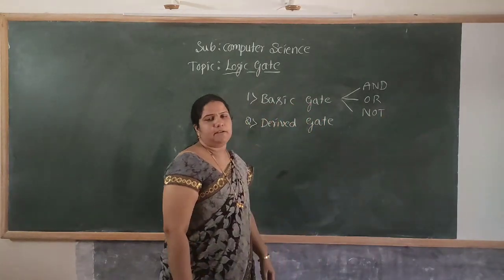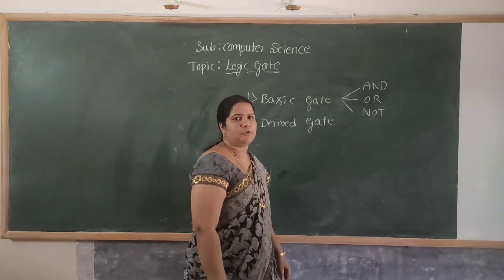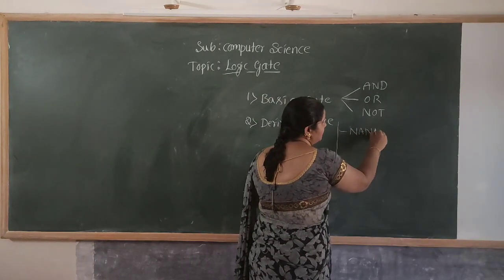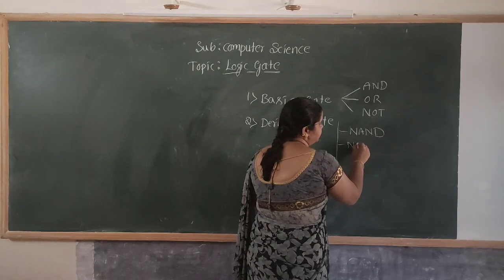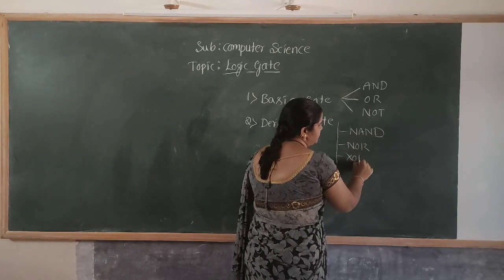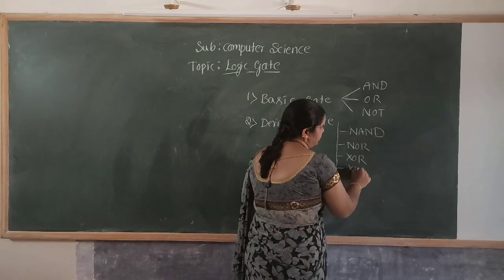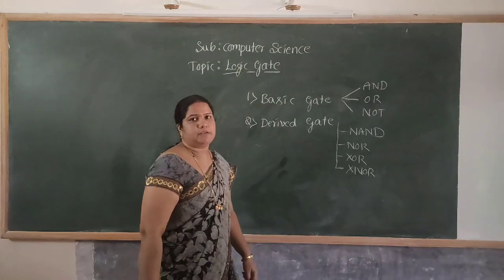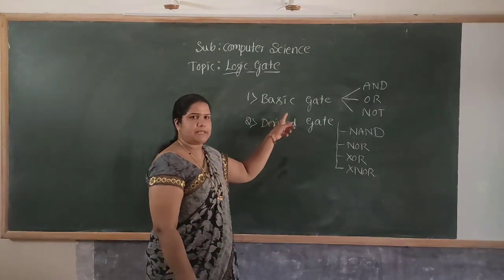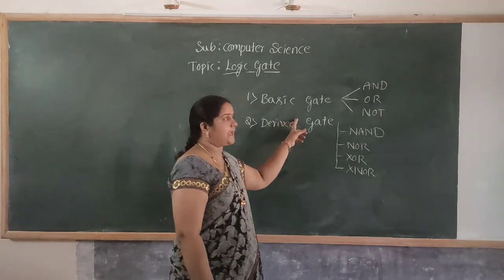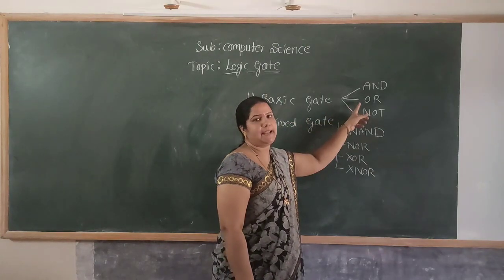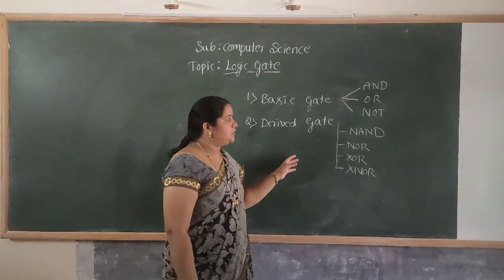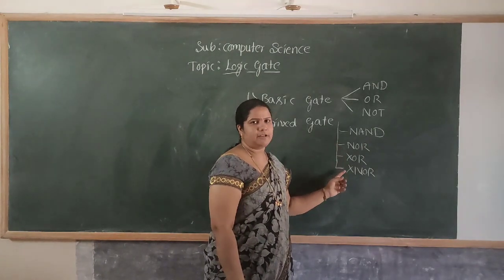The derived gate is classified into four types: NAND gate, NOR gate, XOR gate, and XNOR gate. So logic gates are classified into two types, basic gate and derived gate. The basic gate has three types: AND, OR, NOT. The derived gate has four types: NAND, NOR, XOR, XNOR.